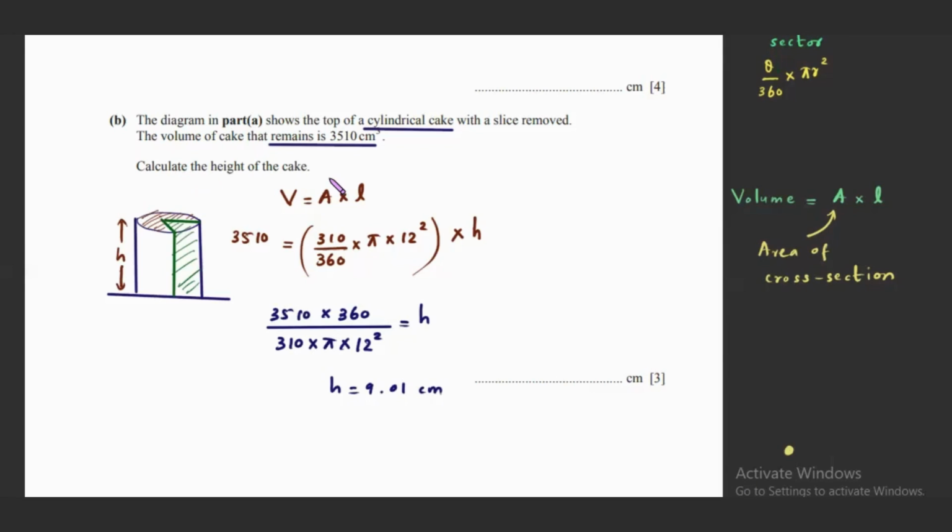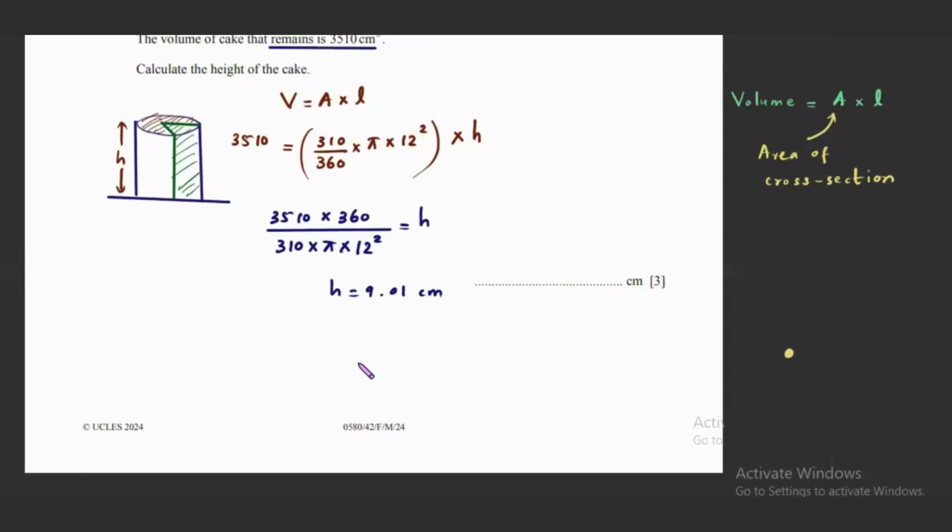We are supposed to find the height of the cake. They haven't mentioned to how many significant figures or to how many decimal places to round. So it's always best to write it to 2 decimal places. With that, we will be done with all the questions in this paper.